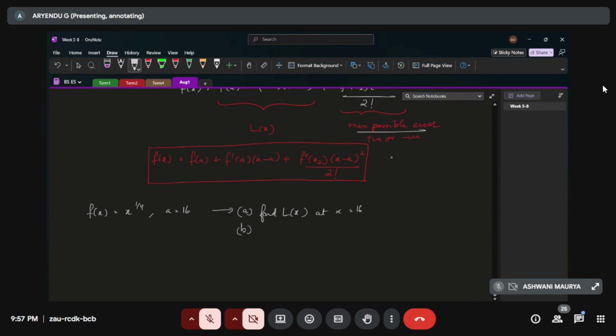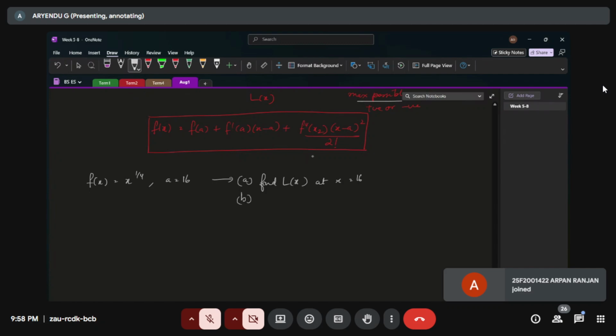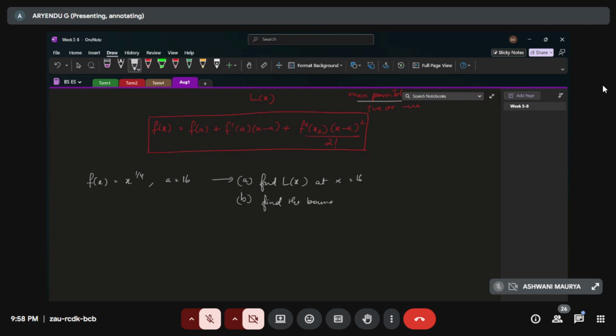So it can have multiple terminologies. You may be asked to find the maximum possible error for the function at a particular value x2, or you might be asked to find the bound of the error. You will be asked to find the upper bound of the error. All these can be asked. So you can be asked to find the bound of the error for x equal to 8.